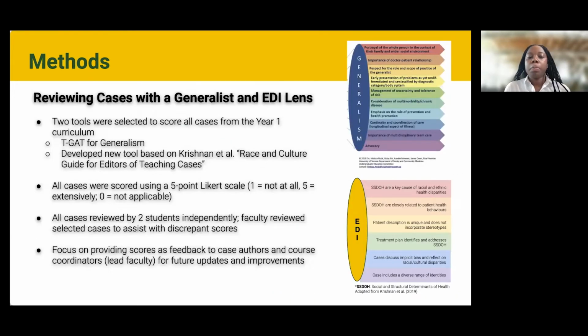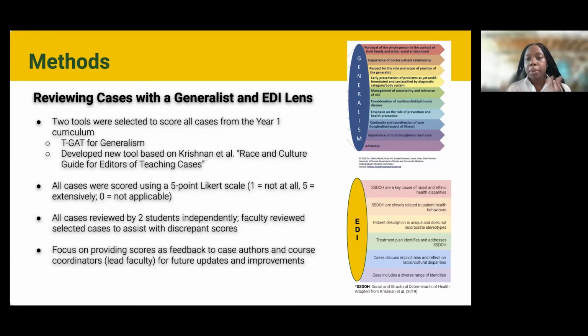Okay, so with regards to both the generalist and EDI lens, we used both of these tools. The first tool that we used was the TGAT, which came out of the University of Toronto, and that was what we used to assess the generalism lens. And then we also developed our own tool for the EDI side of things, and that was based on a guide from Krishnan, which is titled Race and Culture Guide for Editors of Teaching Cases.